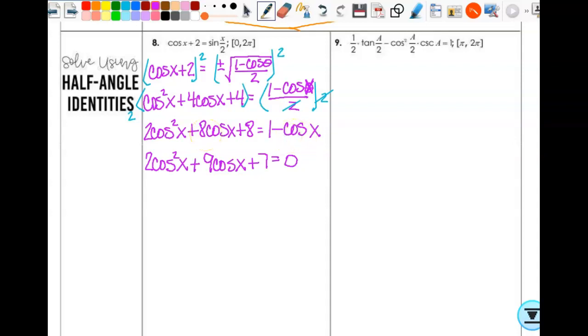All right, so I need to factor. A is not 1, so I'm going to factor by grouping. I do 2 times 7. That gives me 14. So I need two numbers that multiply to give me 14, combine to give me 9. What is that? 7 and 2. So 2 cosine squared x plus 7 cosine x plus 2 cosine x plus 7 equals 0.